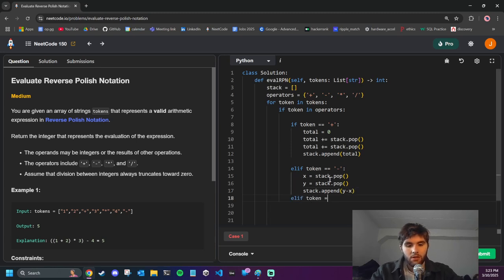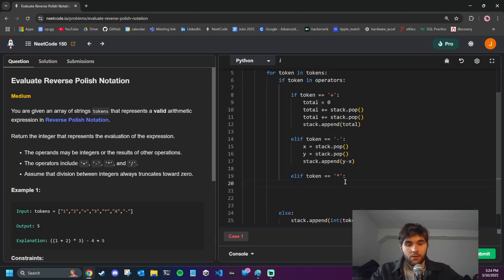If the token equals multiplication, we'll say total equals 1. Total times equals stack.pop. Total times equals stack.pop. And then stack.append total.